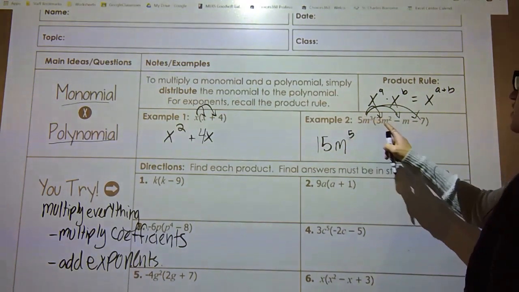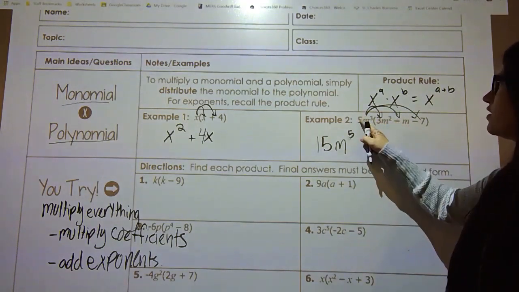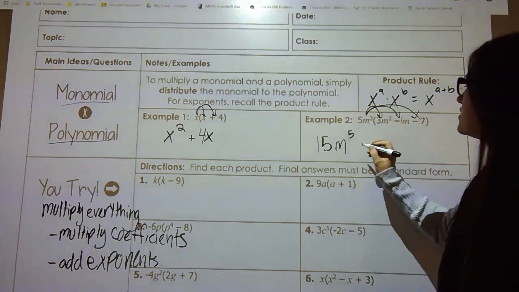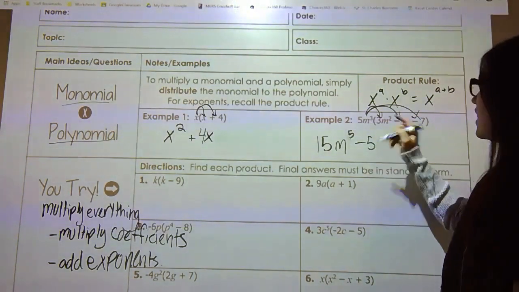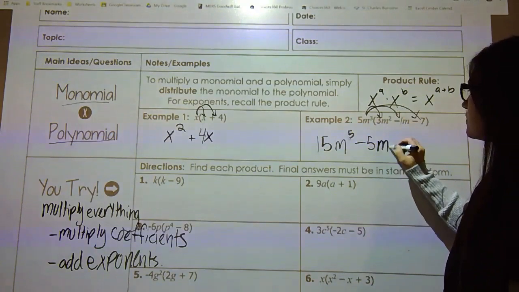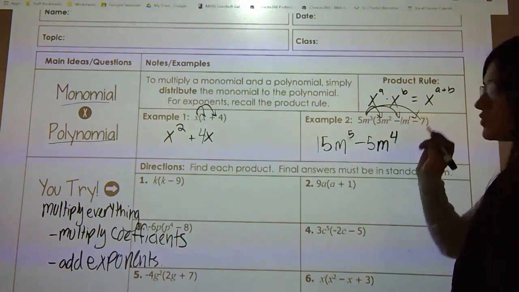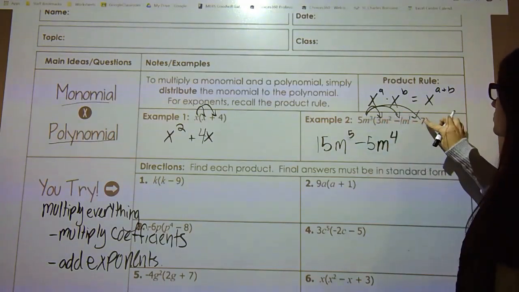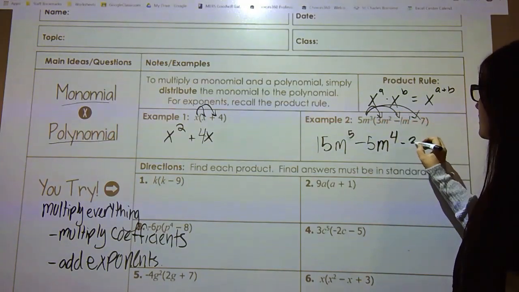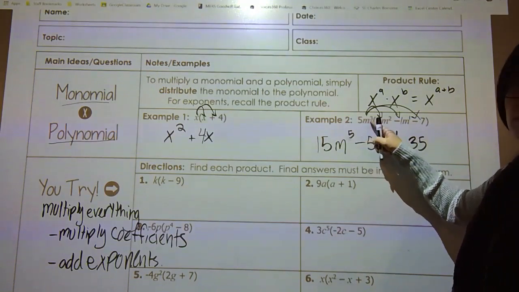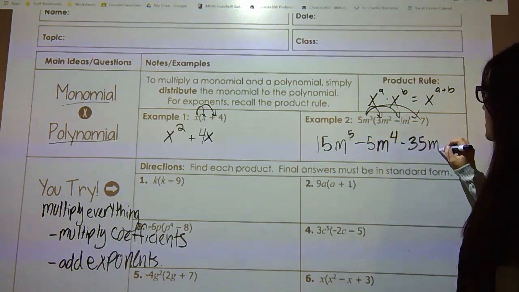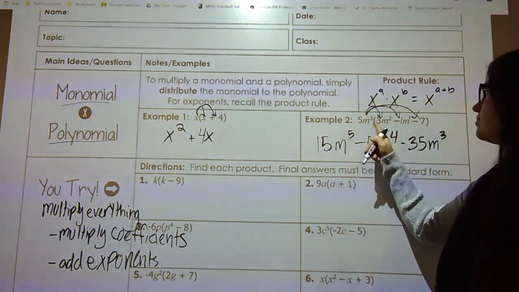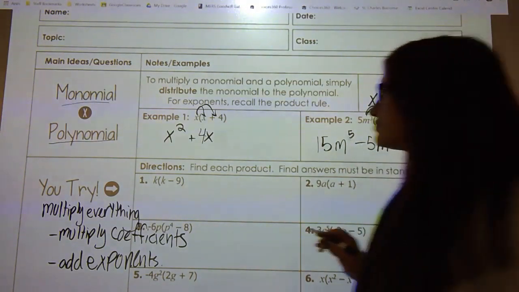I have 5m cubed times negative m, so I don't have any coefficient. My coefficient over here is just a -1, so 5 times -1 is -5. m cubed times m is m to the 4th, okay? If it helps writing in those ones, do that, okay? And then I have 5m cubed times -7, I'm left with a -35, still with an m cubed. I know there's no m's over there to combine those factors, but you still have that factor of m cubed out there that you'll have to distribute, okay?